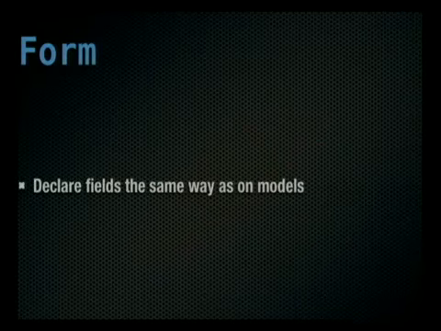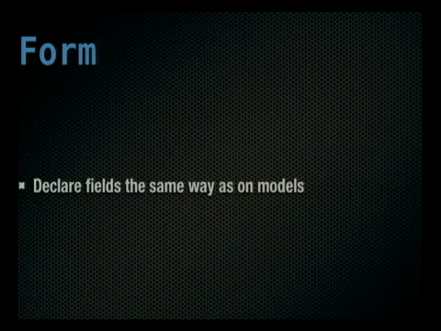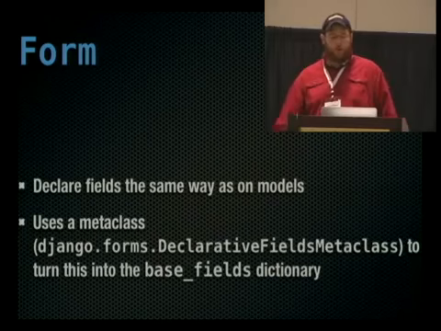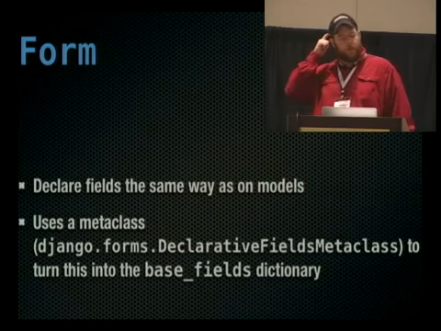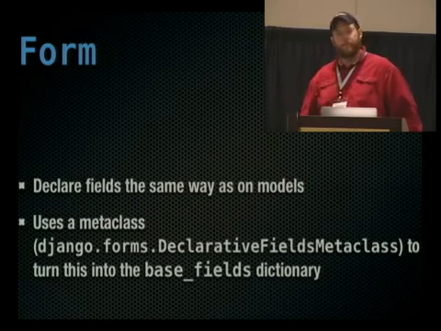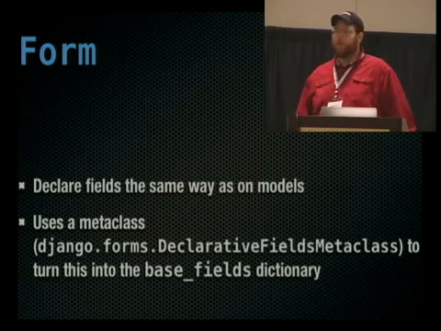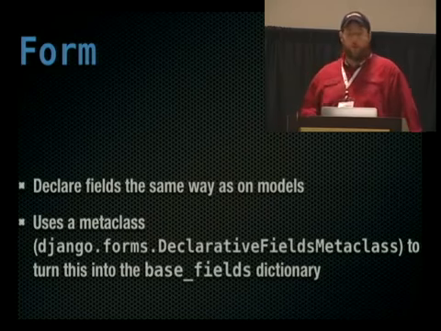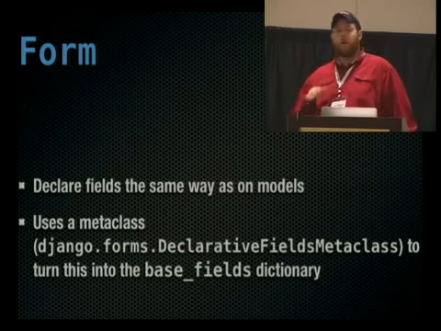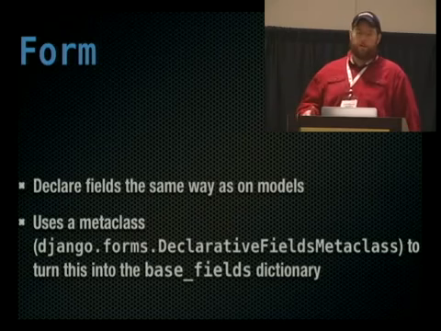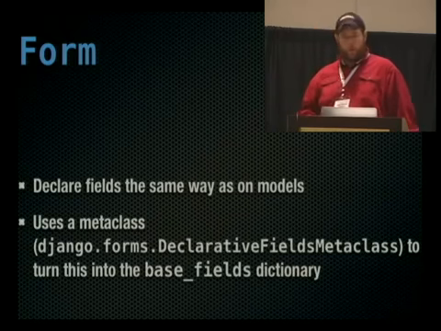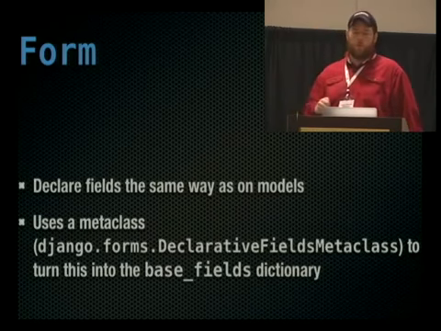Form itself basically is set up to let you declare fields the same way as on models. There is a metaclass called DeclarativeFieldsMetaclass. This is how we ultimately get to base fields. One important thing to note, if you just instantiate BaseForm directly, like in that previous example, you may not get the fields in the order you're expecting. If you subclass from Form, declare your fields in the order you want them, Django will preserve that.